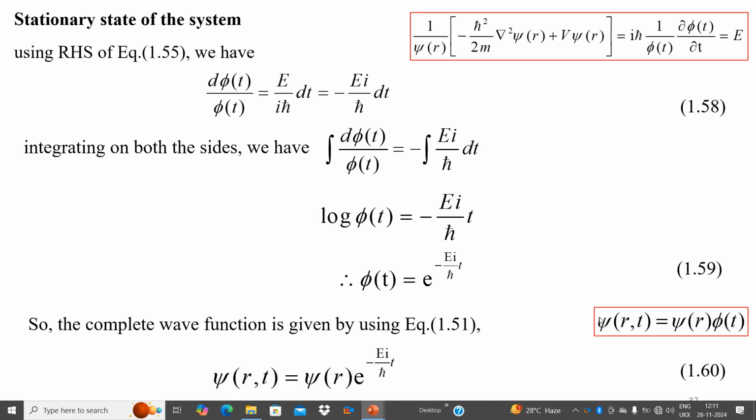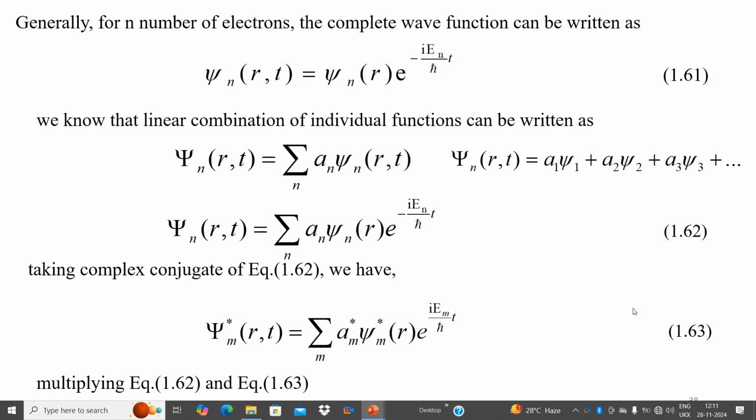We know already from the separation of variables technique that the total wave function is the product of the wave function which depends on position and the one which depends on time. So substitute φ(t) here, we will have this wave function, which is equation 1.60. So generally for n number of electrons, the complete wave function can be written as ψn(r,t), which is equal to ψn(r) e power minus i En by ħ t. So this is for n number of electrons.